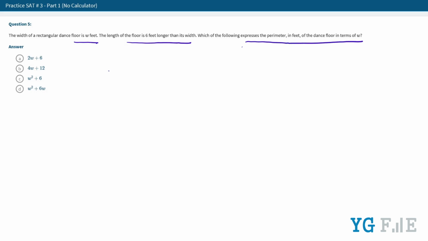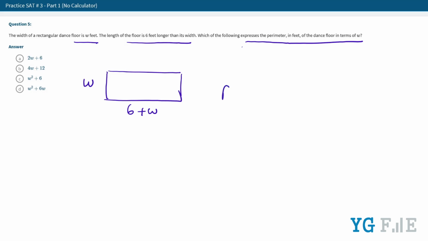So let us try to draw pictorially the meaning of the information given. The width is W, so this is W. The length is 6 feet longer, so this will become 6 plus W. So we are required to find the perimeter of this rectangle.